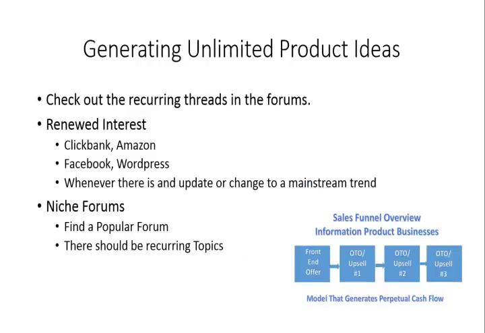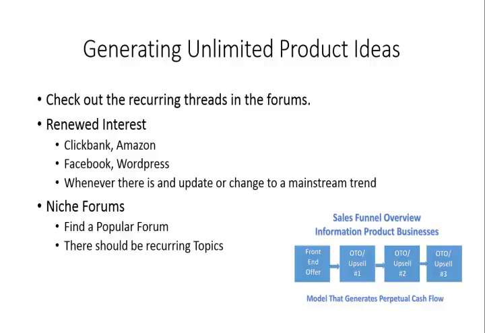Now, in terms of unlimited product ideas, you want to start thinking about how you're going to be able to generate product ideas. And there are a couple of different ways in order to think about this. Now, one of the first things that you can do inside of the forums where your niche is, you want to look at all of the threads that recur. In other words, what are the questions that people are asking over and over and over again? Because obviously, even if they're getting answers, they're not satisfied with the answers that they're getting. They're not satisfied that they know how to execute whatever the advice is.